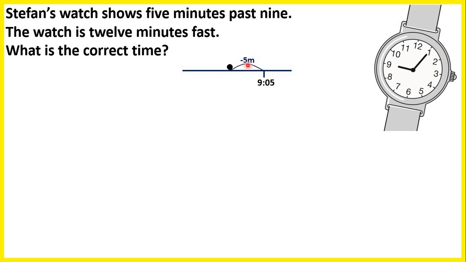So if we subtract 5 minutes, that would take us back to 9 o'clock, but that's subtracting 5 minutes and we want to subtract 12. So we need to subtract another 7 minutes because 5 and 7 make 12. So remember, there are 60 minutes in an hour. So if we subtract 7 minutes, that will take us to 8:53, because 53 and 7 make 60, and there are 60 minutes in an hour. So the correct time is 8:53.